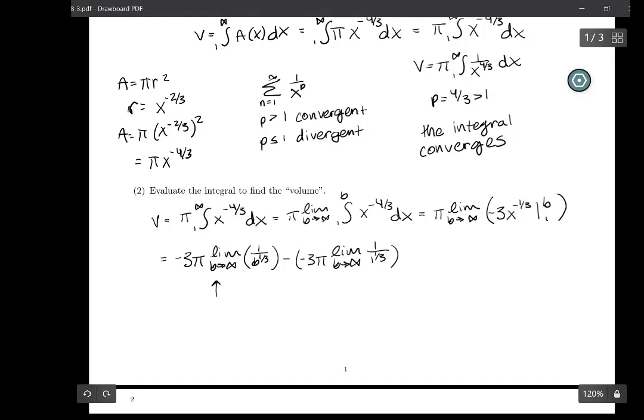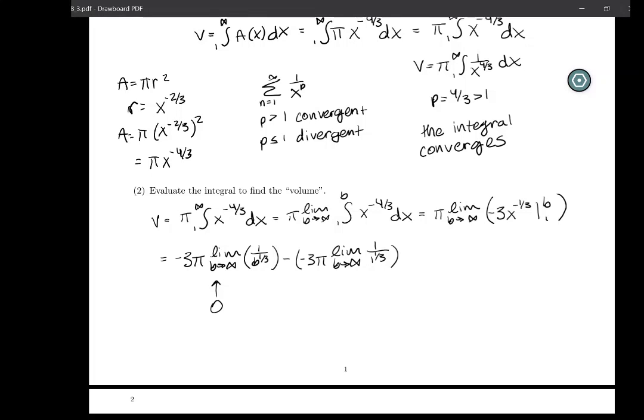So up here, we've got b goes to infinity, 1 over b to a power, right? So the bottom of this is going to go to infinity, the top is going to stay at 1, so the bottom's going to get big really, really quick. So this is going to go to 0, right? And over here, 1 to the 1/3 is just 1, 1 over 1 is 1, limit as b goes to infinity of 1 is still 1, right?